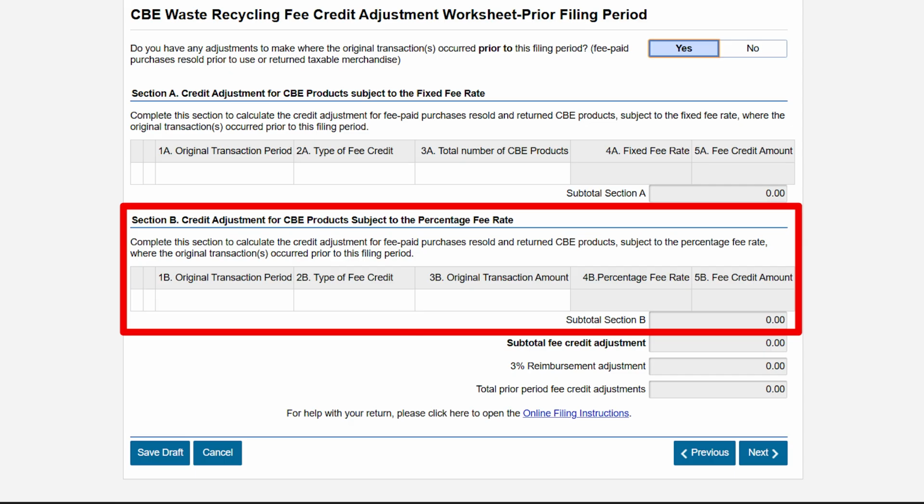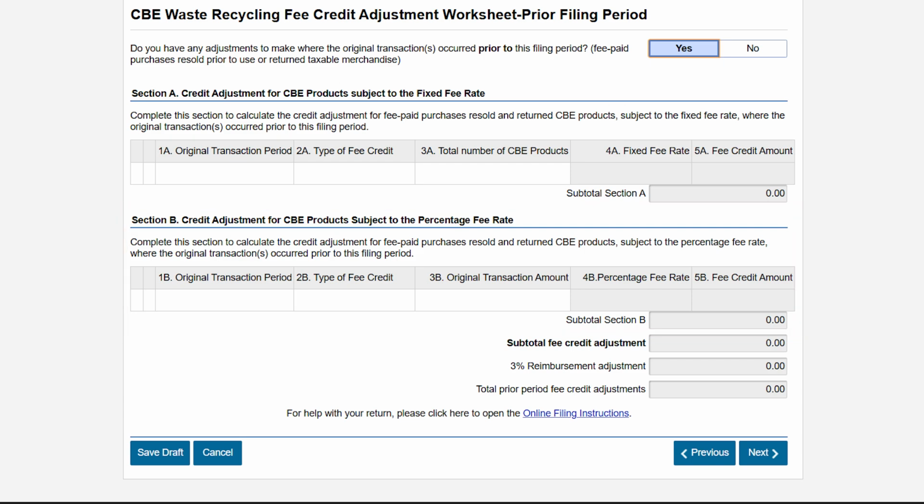Currently, CBE products with a retail selling price under $1,000 are subject to a percentage fee rate. Complete this section to calculate the credit adjustment for fee-paid purchases, resold and returned CBE products subject to the percentage fee rate, where the original transactions occurred prior to this filing period.